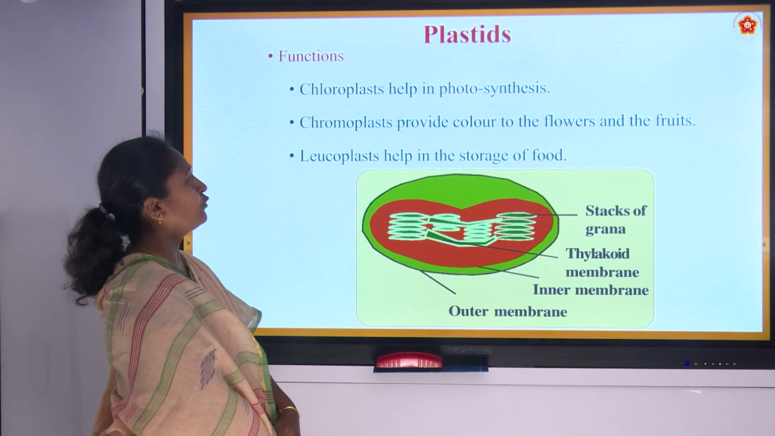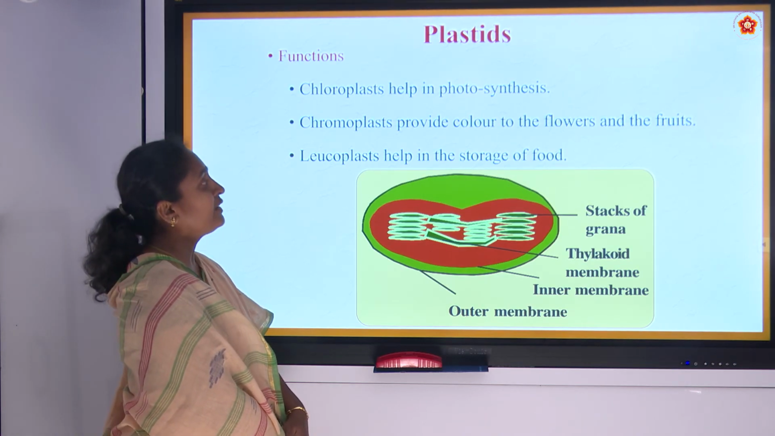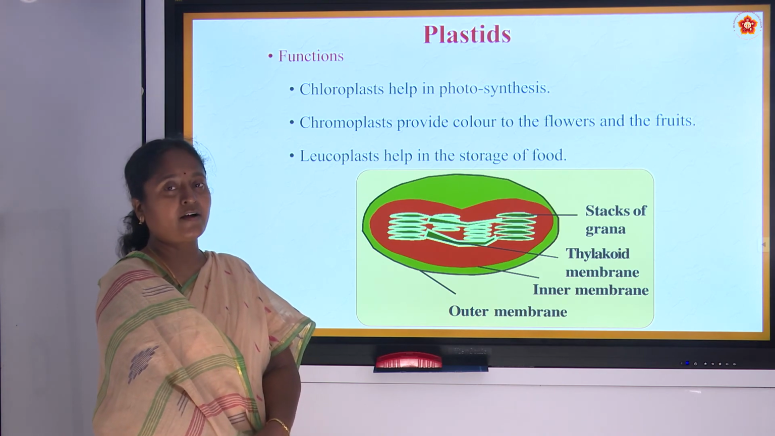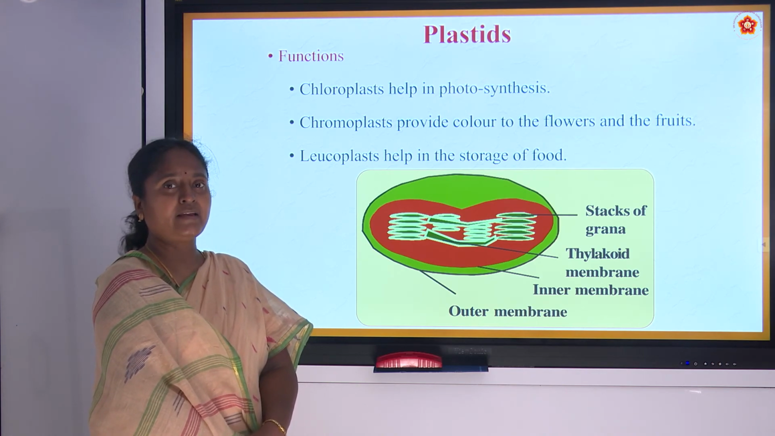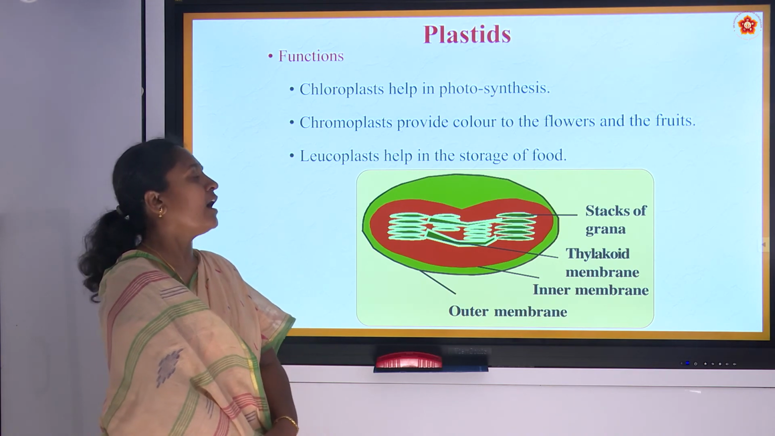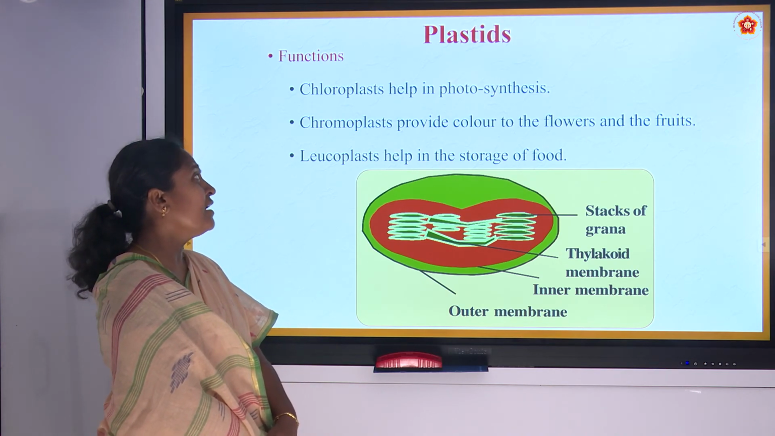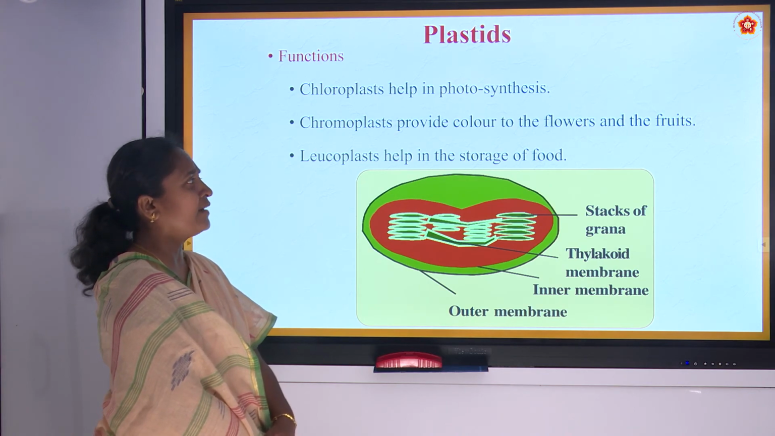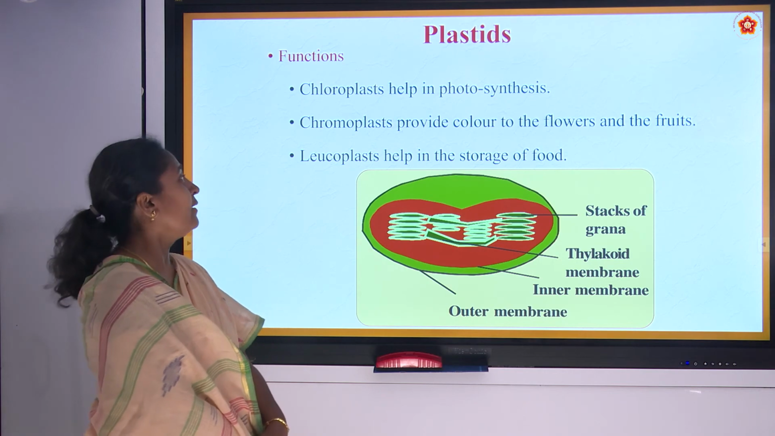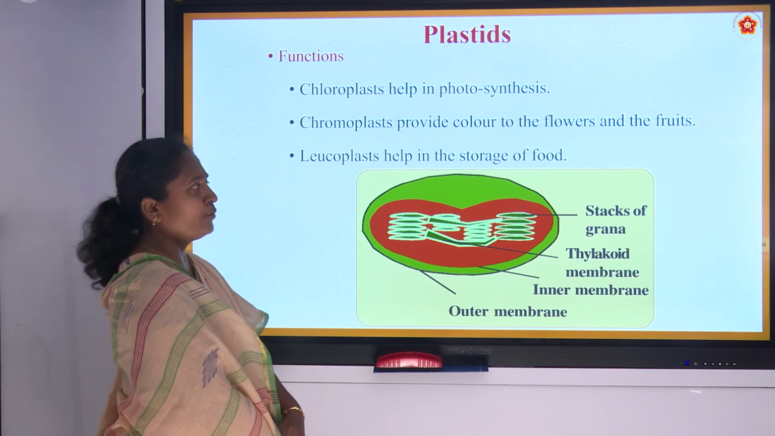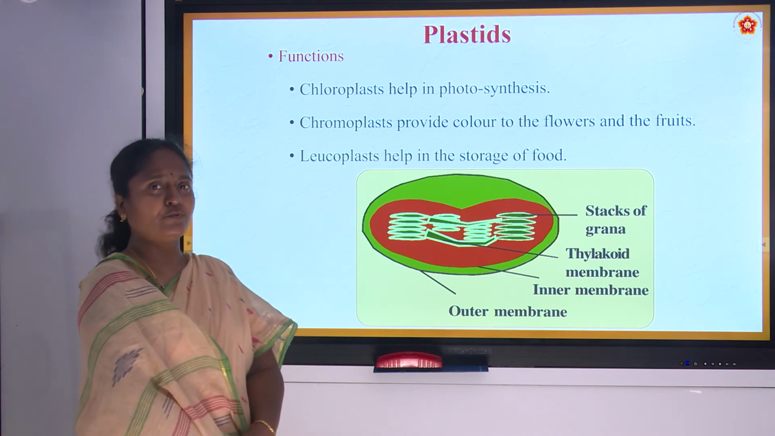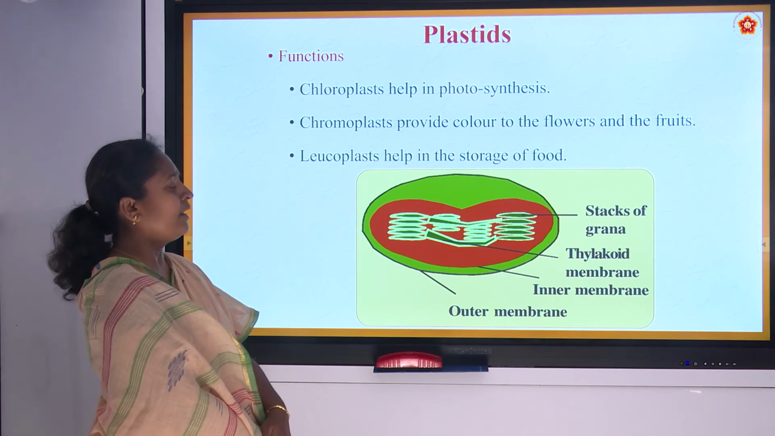What is the next one? Chromoplast we have seen, which will give color to flowers and fruits. You have seen carrot is orange in color, yellow pumpkin and so many other fruits are all different colors, right? All those things are because of the colorful chromoplast which is present, a beautiful flower with various colors and all because of the presence of chromoplast. Leucoplast helps in storage of food. That is the function of plastid.